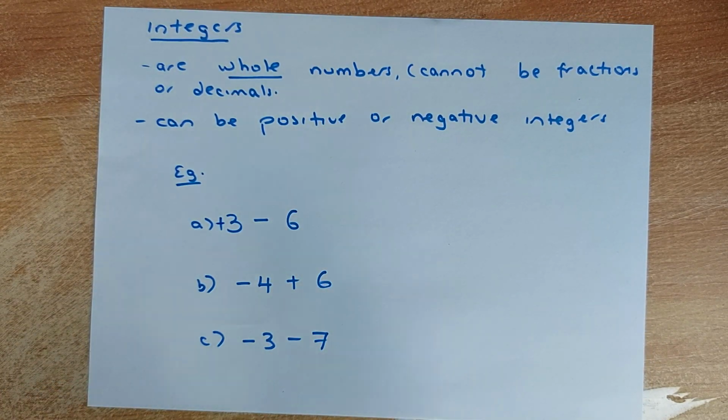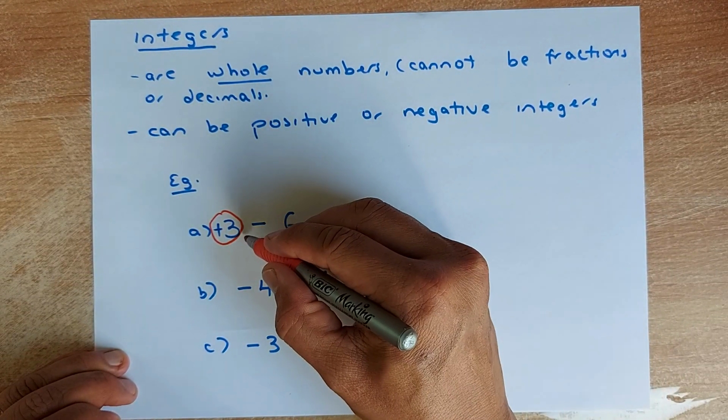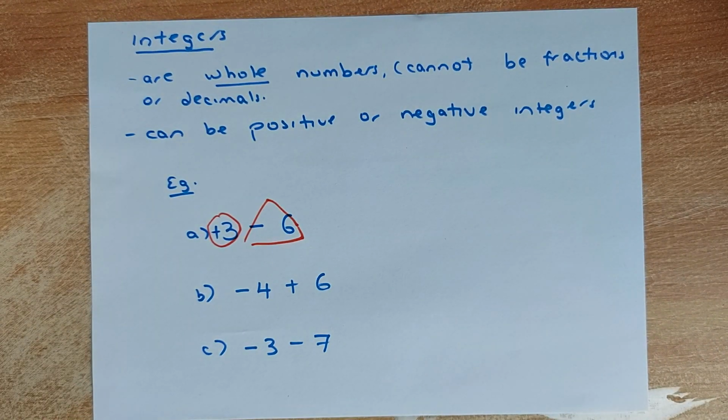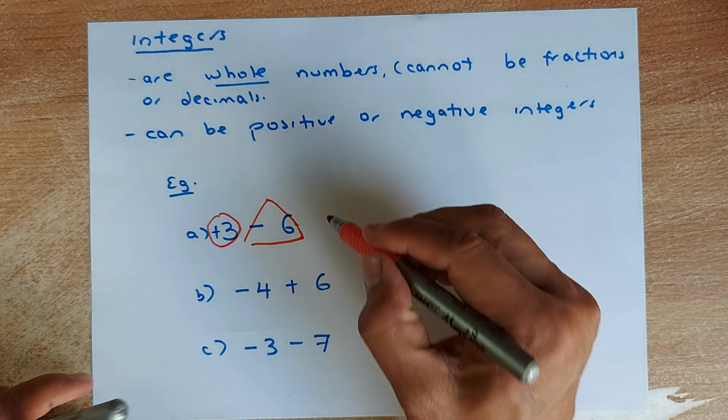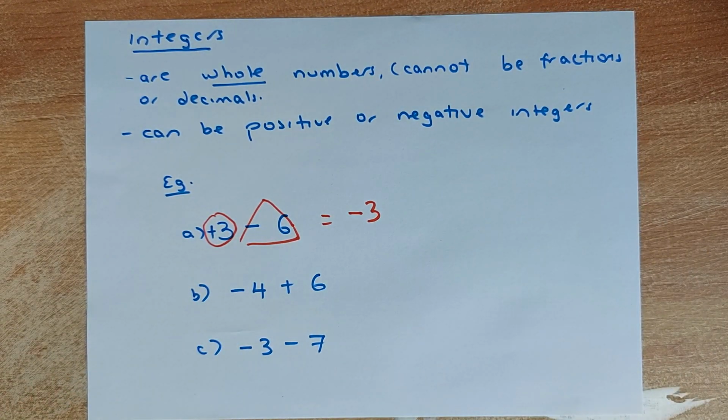This positive belongs to 3, so we're going to circle them, positive 3, and then we are going to minus 6. A plus means you get $3 and minus 6 means you spend $6. So if you have $3 and you spend $6, the final answer is going to be -3, because the outcome will be -$3.